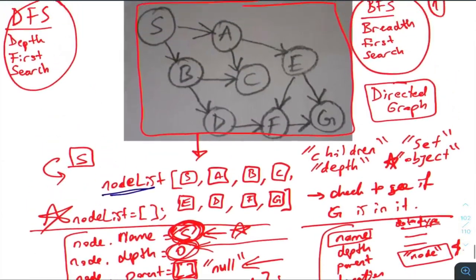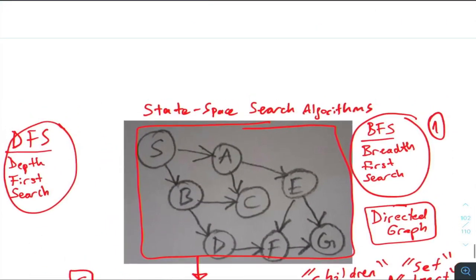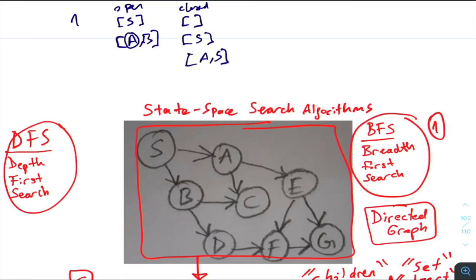Let's talk more about this. For example, I'm going to write open and closed. In step one you will have S, and then generate A. Put S into close and generate A and B. And then, what is the chosen one? A. Put A in close and generate the children of A, and the children of A is C and E.